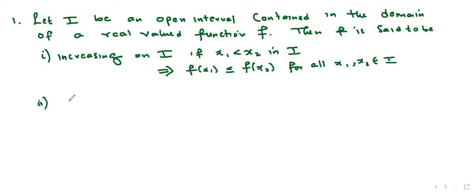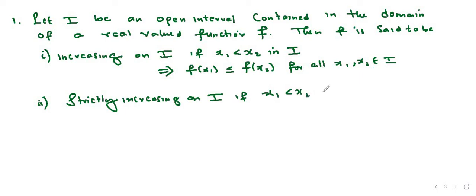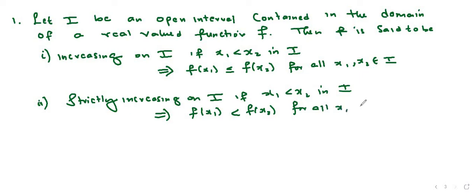The second one is, it is strictly increasing on capital I if x1 is less than x2 in capital I implies f of x1 is strictly less than f of x2 for all x1, x2 element of capital I.